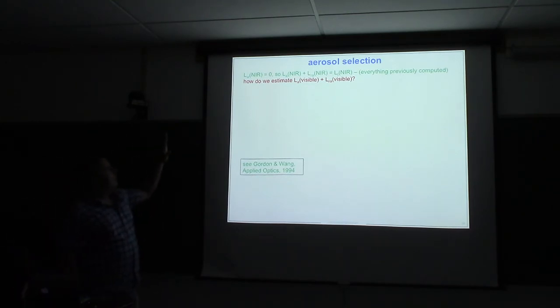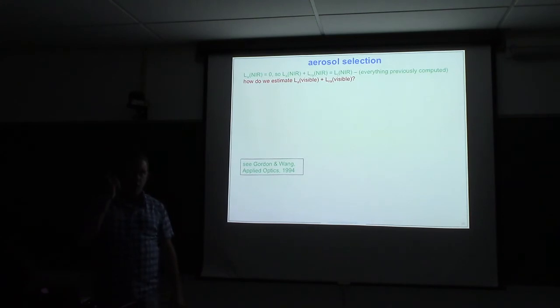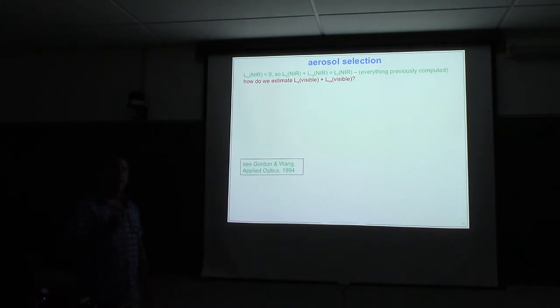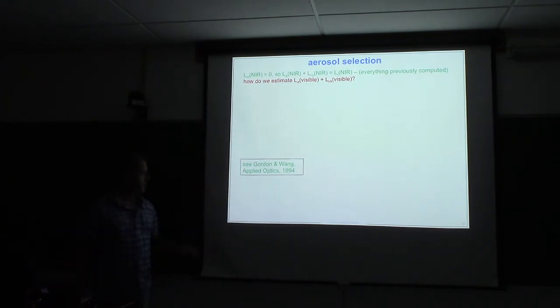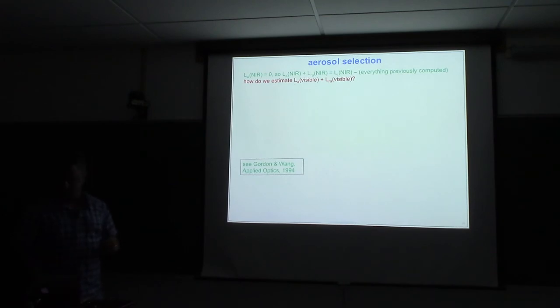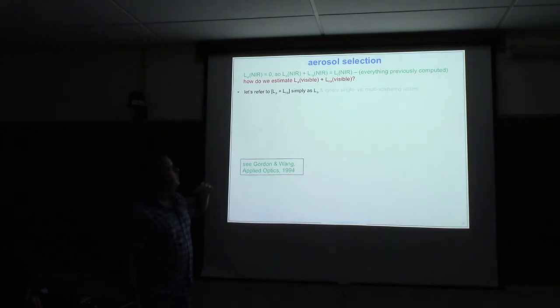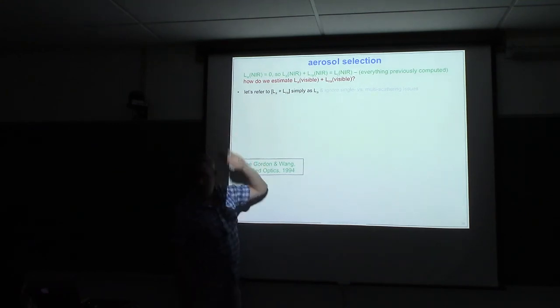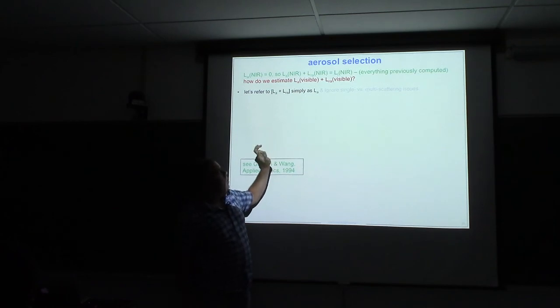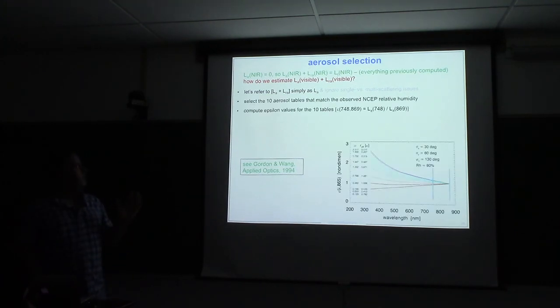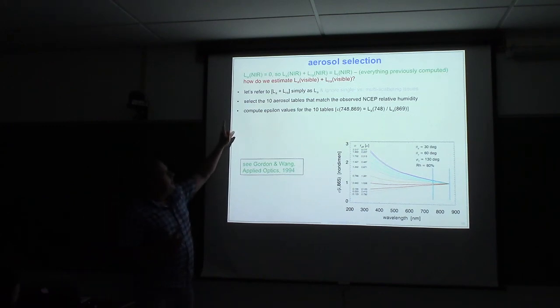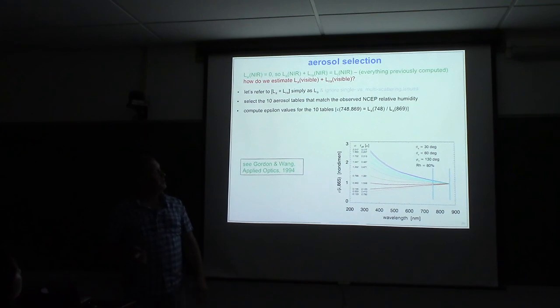This restates that, but the question remains, now that we know our near-infrared aerosol contribution, how do we estimate the visible contribution? And this has been defined and built upon a very famous paper, very highly cited, from about 30 years ago. Okay, so in this case, I'm just going to do a simplification in my terminology. So that combination of LA plus LRA for the rest of this is just going to be LA. We are not going to discuss single to multiple scattering issues that are embedded into this. For simplicity, the first step is to select the 10 aerosol tables that match most closely to whatever your NCEP humidity is. So you've narrowed it down from 80 to 10.